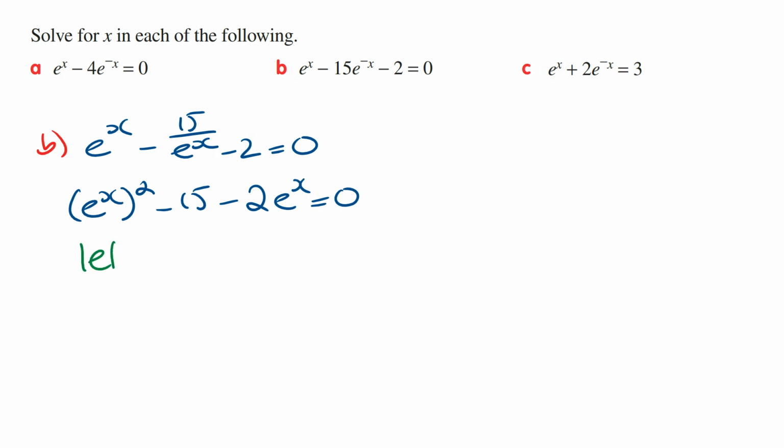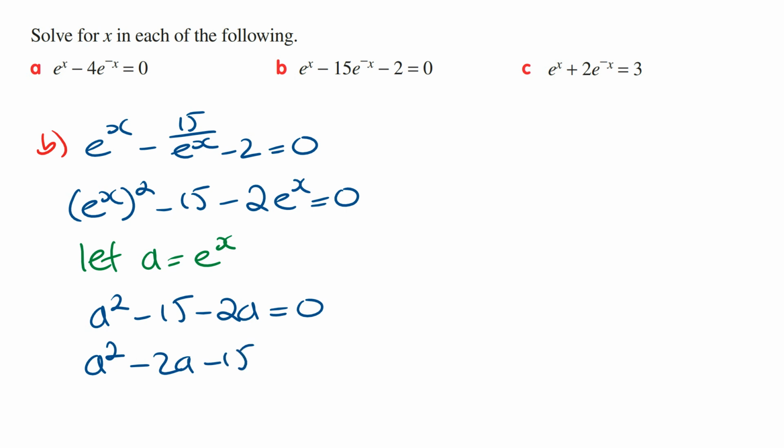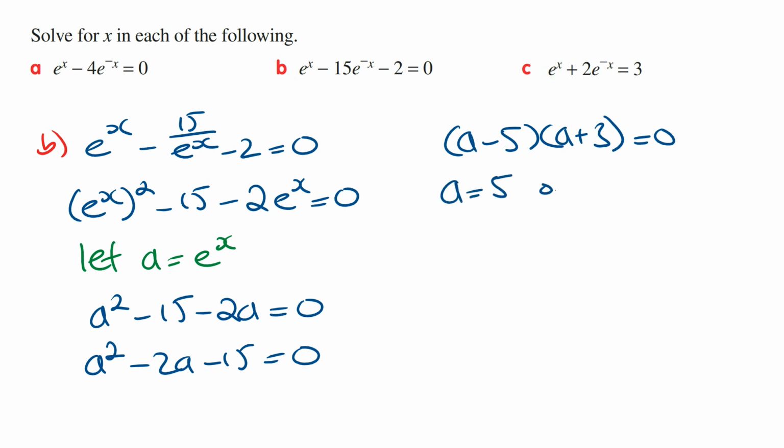From here, we let a equal e to the x. And so subbing a into the equation, we're going to get a squared minus 15 minus 2a is equal to 0. Rearranging this, this is the same as a squared minus 2a minus 15 is equal to 0. And now we have an easier quadratic equation to solve. And so factorizing this, we're going to get a minus 5 times a plus 3 is equal to 0. And so solving, a is equal to 5 or a is equal to minus 3.